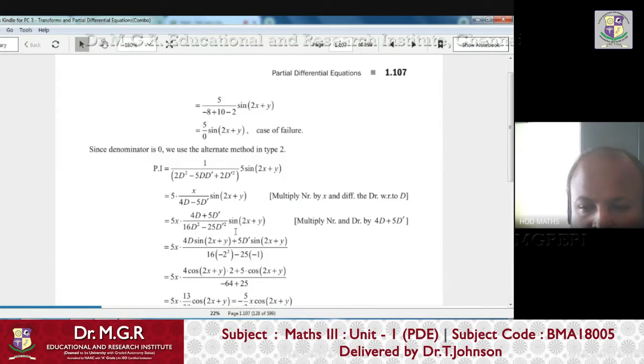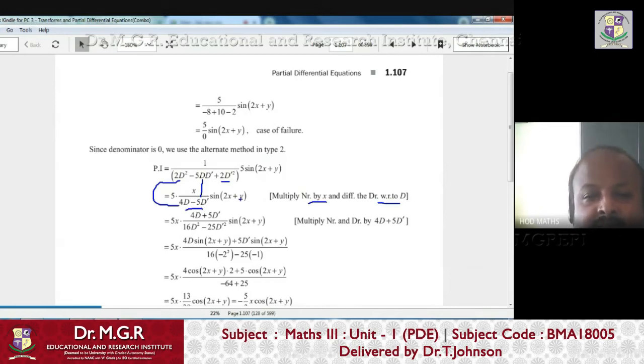Now what we have to do is very important. Just like in the exponential function, here also we do the same thing: multiply x in the numerator and differentiate the denominator with respect to d. If you differentiate it, this becomes 4d, and this is minus 5d dash, and the 2d dash square becomes 0 because we are differentiating with respect to d, so d dash is like a constant. So now in the denominator we have 4d minus 5d dash.